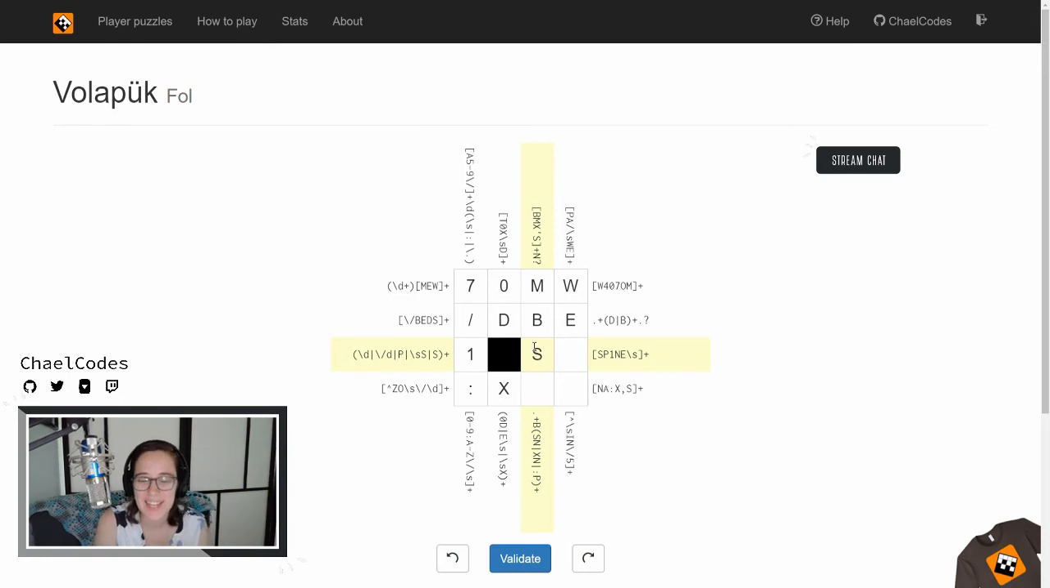The only way that I can put an S here is if I can follow it up with an N. Now let's look at that top regex pattern and see if this SN will validate against it. And then we'll check our N against our left and our right regex patterns.